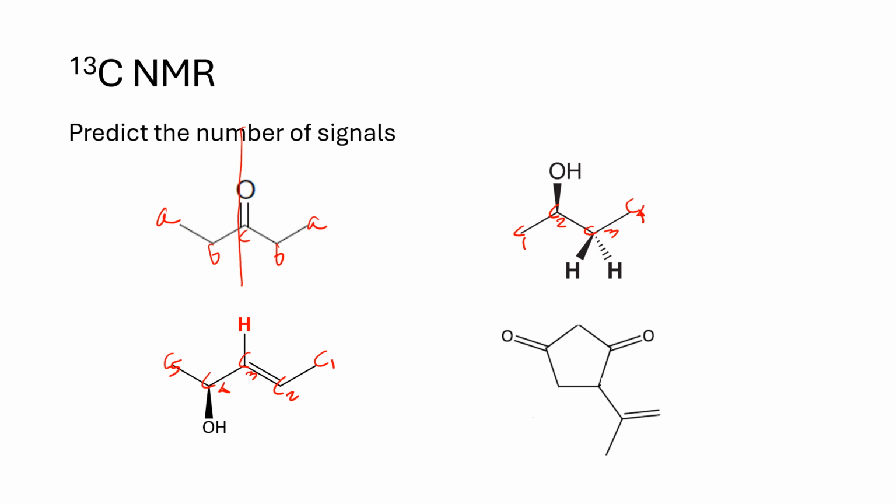Here I'm going to start anywhere, wherever you start is fine. C1, C2, C3. This molecule doesn't have symmetry. You have here the substituent, so we need to pay attention to that. So 1, 2, 3, 4, 5, 6, 7, 8, and they're all different in carbon NMR.